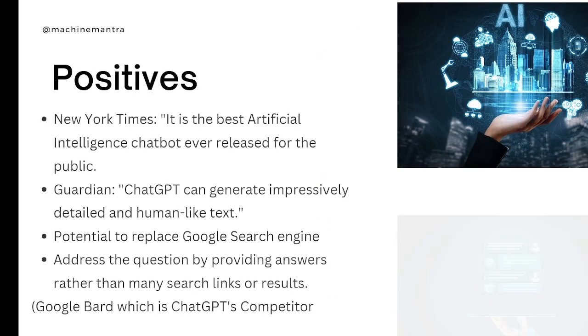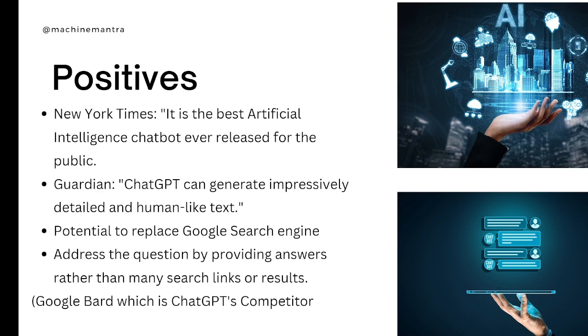So now let's go on understanding some positives or strengths of ChatGPT. Now, the New York Times says that it is the best artificial intelligence chatbot ever released for the public. The Guardian says that it can generate impressively detailed and human-like text, and yes, it does this because we will see in the example that it gives you a long, informative text and answers, but it is quite verbose also. Once you read it, you will understand what information you need and what not. And it also has the potential to replace the Google search engine because it addresses the questions by providing answers rather than giving you many search links or results.